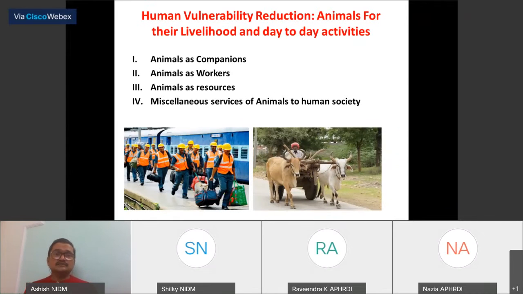Then, if we talk about human vulnerability reduction, we depend upon animals like anything. They are our companions, they are our workers, co-workers. They serve as resources at times of crisis. And also there are so many miscellaneous services. Foods also, we are fully dependent on animals with respect to our food chain.